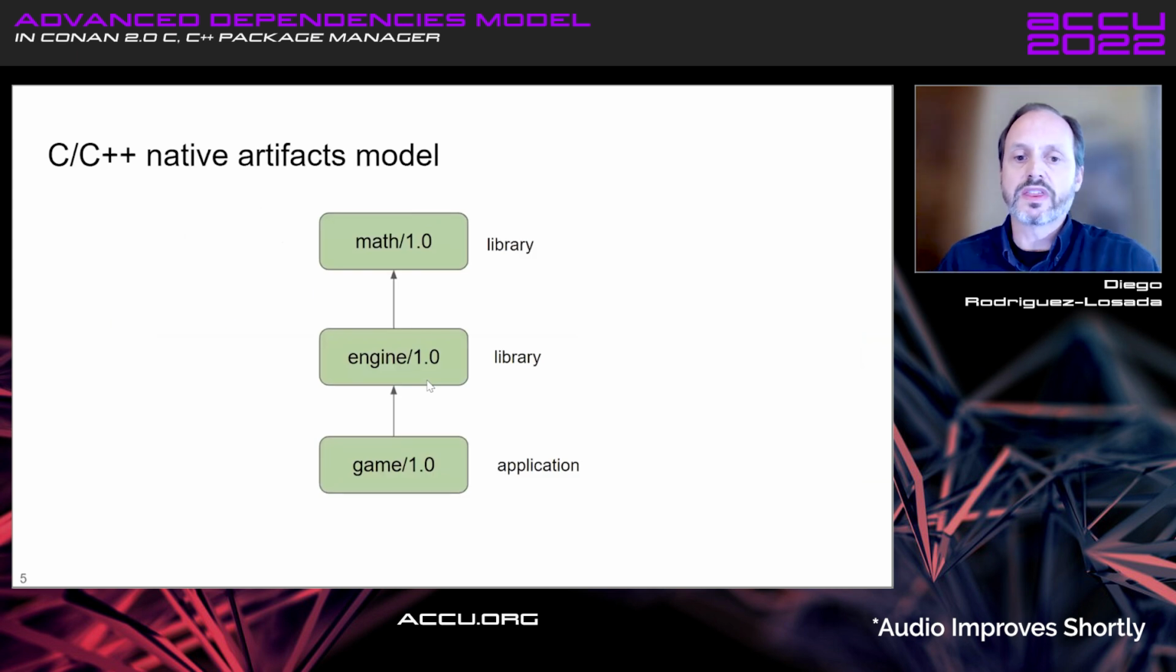So first, let's start with this simple example. We want to build a small video game, and the game application depends on an engine library. And this engine library, in turn, depends on a math library that contains typical math operations. And both engine and math are static libraries by default, and game is an executable.